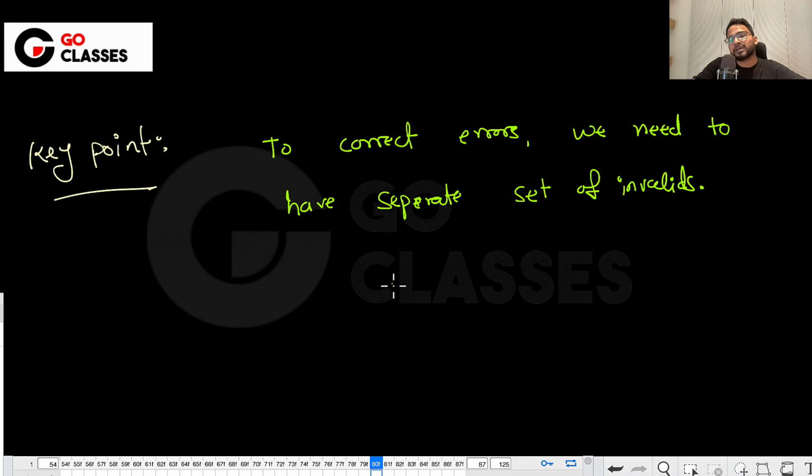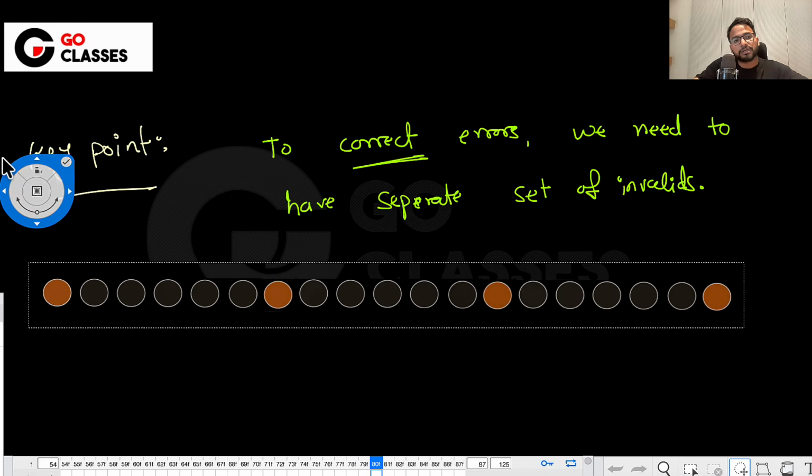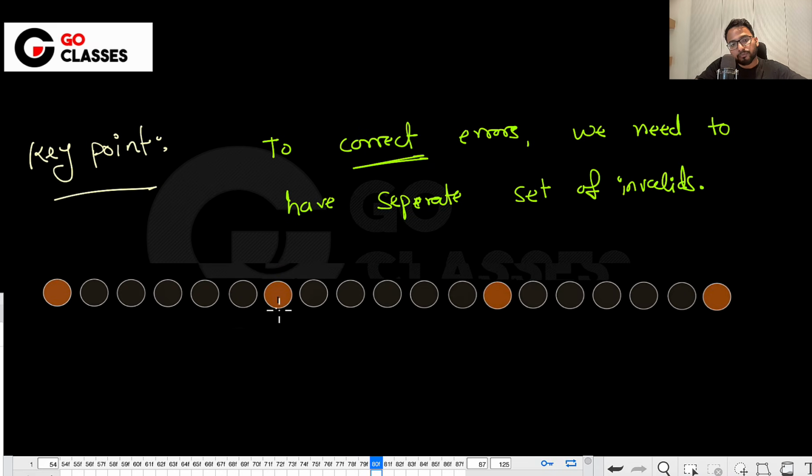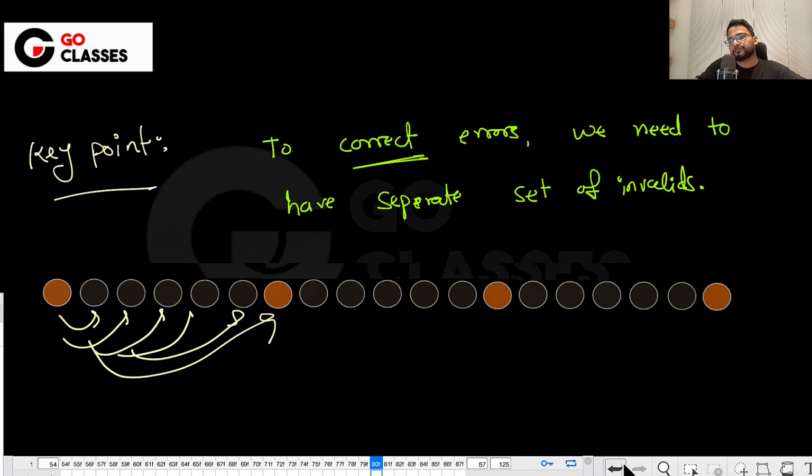Okay, and then you can correct. And to detect the error, we just need to make sure that we are not passing to the valid, which means that if you want to detect some error, then we just need to make sure that we can detect 1 2 3 4 5 up to 5. We are not going here. That's all. But to correct the errors, you need to make sure that a separate set of invalids should be there.